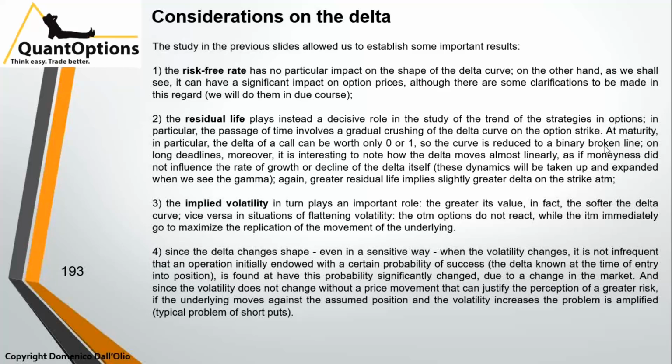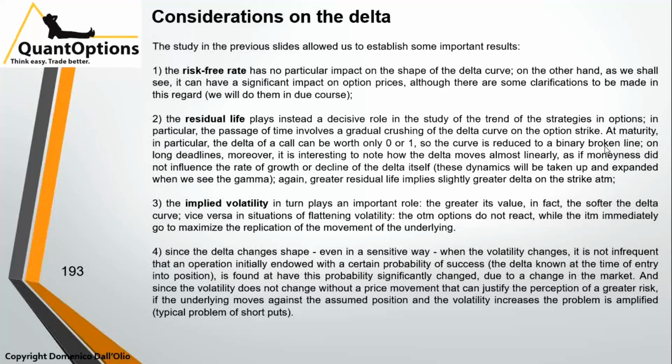Third, the implied volatility in turn plays an important role. The greater its value, in fact, the softer the delta curve. Vice versa, in situations of flattening volatility, out-of-the-money options do not react. In-the-money options immediately go to maximize the replication of the movement of the underlying. Delta immediately converges to 1.